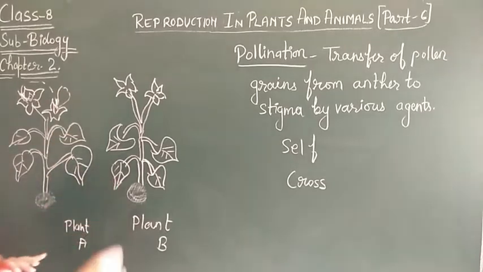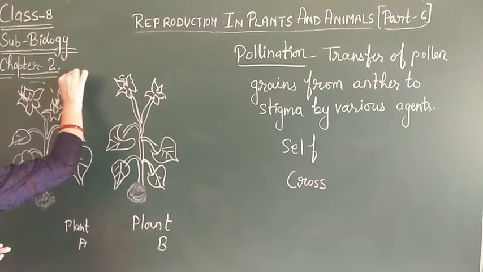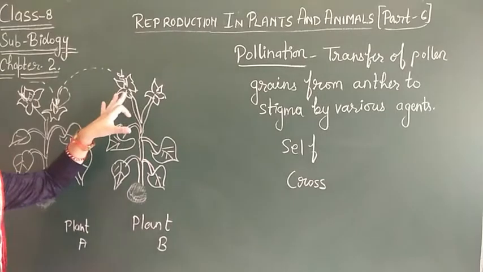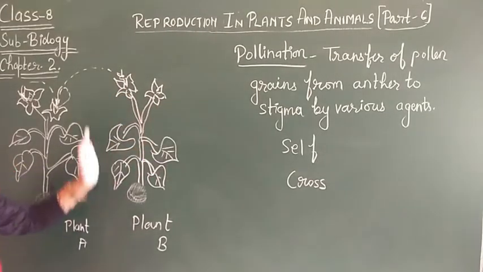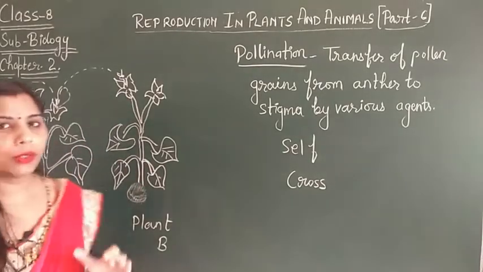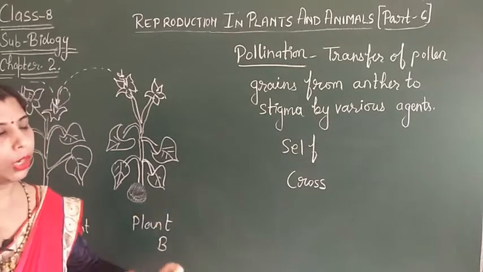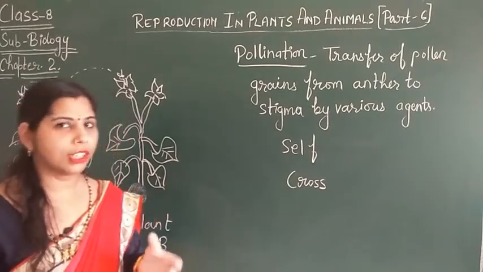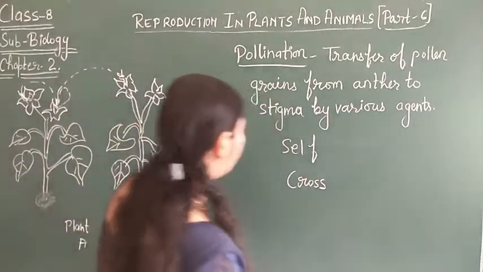But if the pollen grains of this flower are going to reach and fall on another flower's stigma of another plant, that is known as cross pollination. That means if the pollen grain reaches the same plant's flower stigma, that is self pollination, and if the pollen grain falls on the stigma of another plant of the same species, that is called cross pollination.